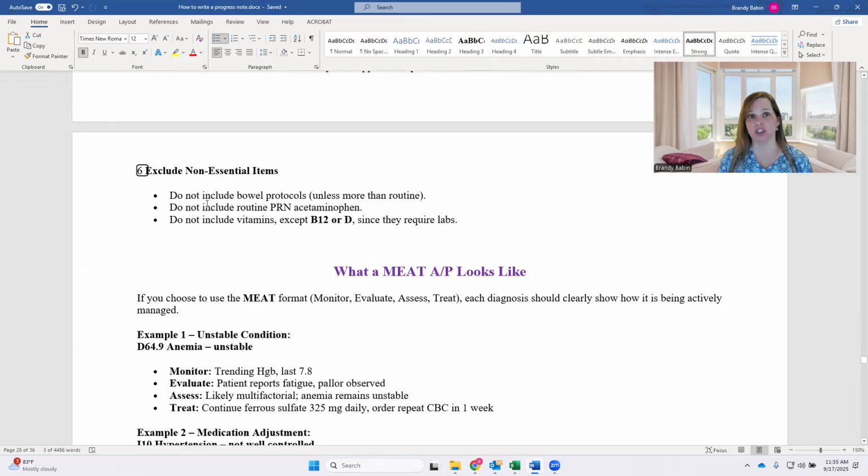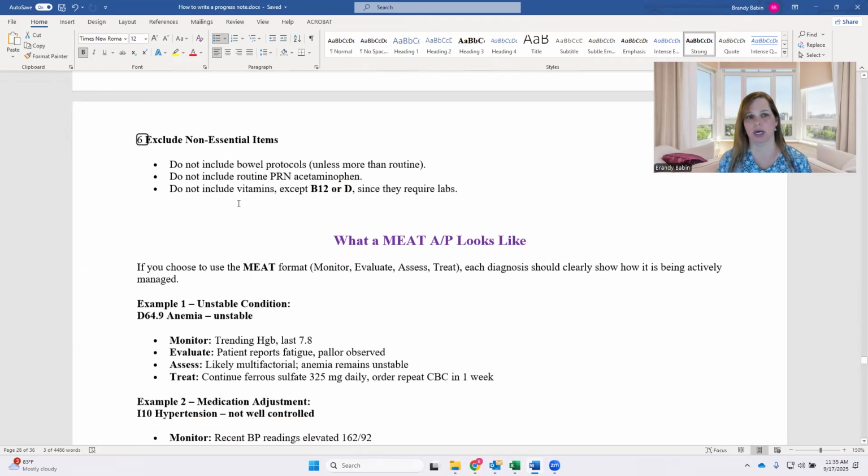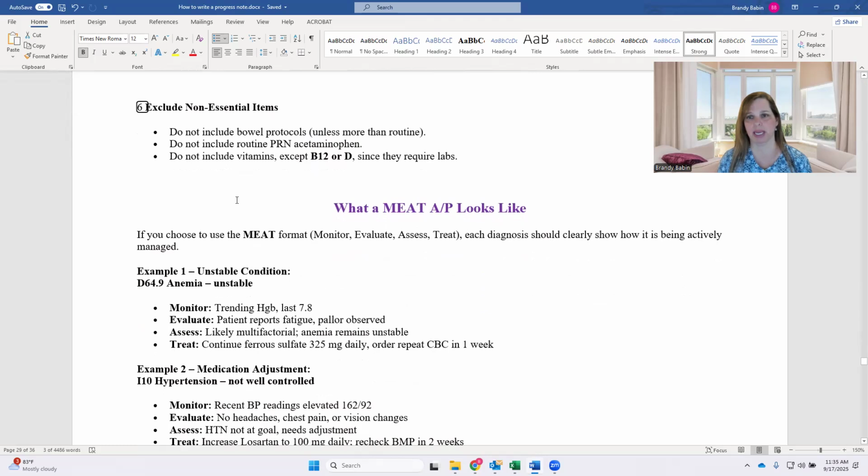So if you've got lactulose, Miralax, Senna, and Colace, and they're all scheduled, yes, by all means, put constipation in place. But if you're only on a bowel protocol, you're only on routine PRN Tramadol or Tylenol, because that's a standard order and diagnosis, then don't put that on there. And your multivitamins, your cranberries, your vitamin C, none of that needs to be put on your first assessment and plan.